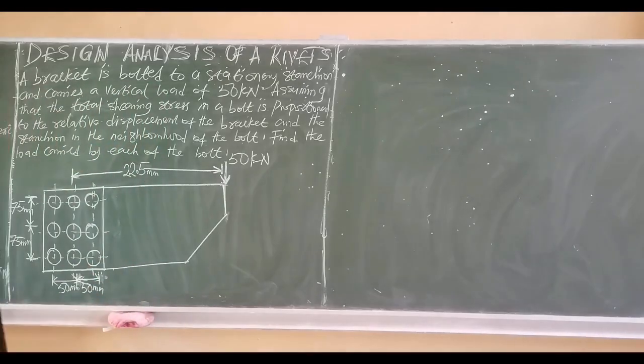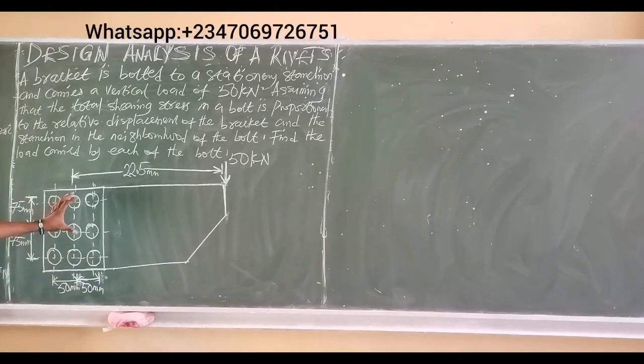Alright, so we have about 1, 2, 3, 4, 5, 6, 7, 8, 9. Of course, this is a plate which carries a rivet. The term used here is bolt, but then this is a rivet. They all carry the same function, to fasten or hold together engineering structures or members. So we are asked to find the load carried by each of these bolts.